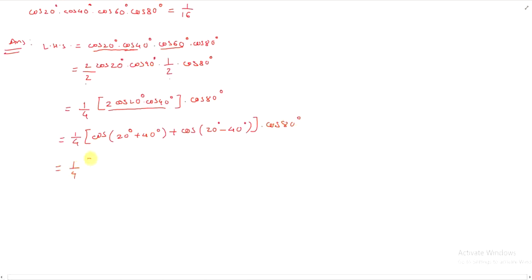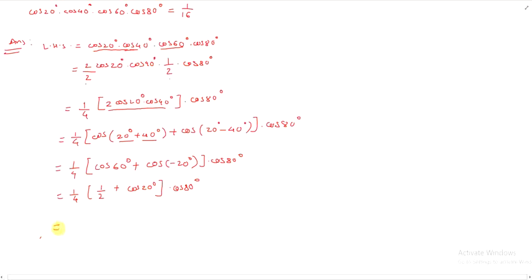Now 1 by 4 in bracket: cos (20 degree plus 40 degree) is equal to cos 60 degree, plus cos (20 minus 40), that is cos minus 20 degree, into cos 80 degree. So it is equal to 1 by 4. Cos 60 means again half. And cos minus theta is equal to cos theta, into cos 80 degree.